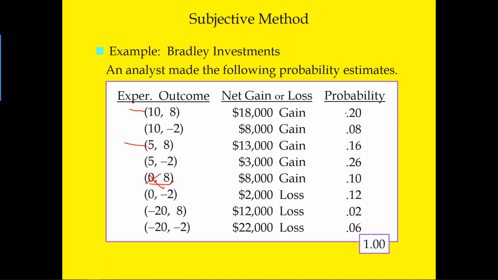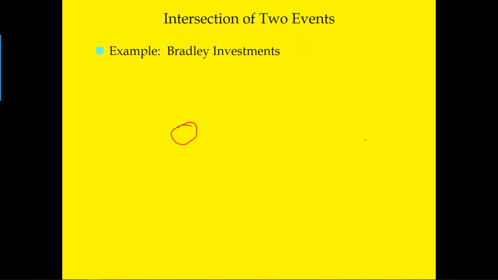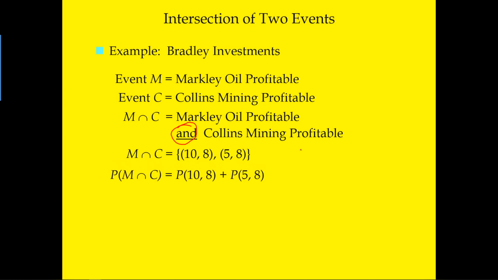So therefore we find the corresponding probabilities and add them together. That will give us both Market Oil and coal mining being profitable. So let's look at our answer. These 2 sample points we found, finding the corresponding probabilities and adding them together, we got 36%. So this is the probability both stocks are making money.